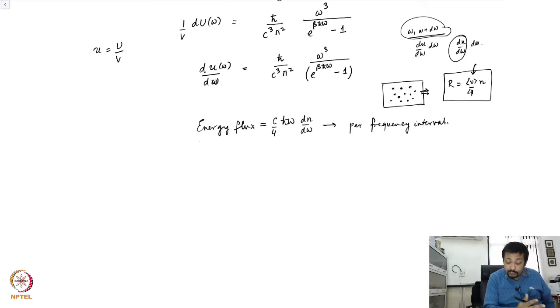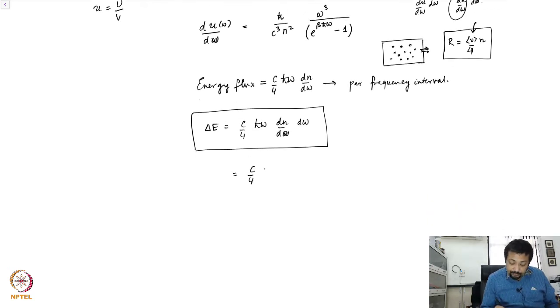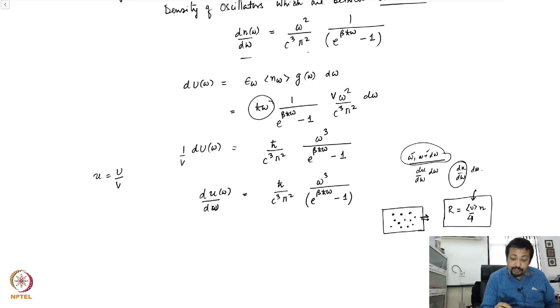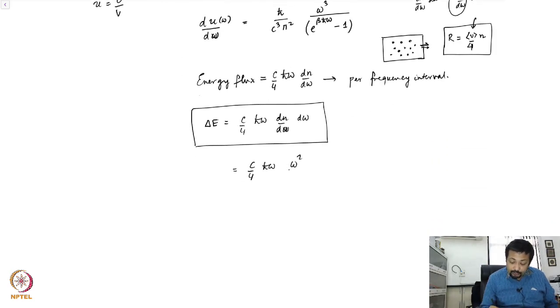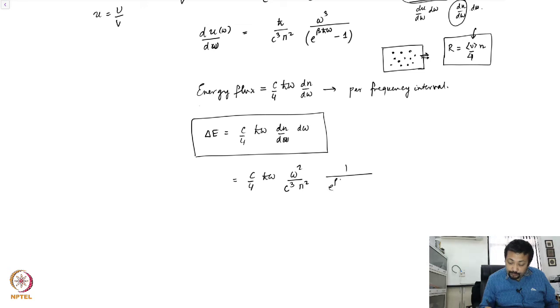Once again, if you want to know how much energy is coming out within this, so let's say delta E is going to be c by 4, h bar omega, dN d omega times d omega. This is the amount of energy which is coming out within a frequency interval of omega and omega plus d omega, which we write down as c by 4 h bar omega, and then I have dN d omega, which we had before, which was omega square over c cube pi square, times 1 over e to the power beta h bar omega minus 1.